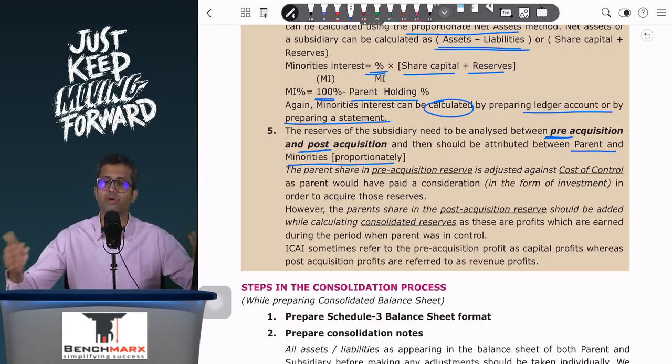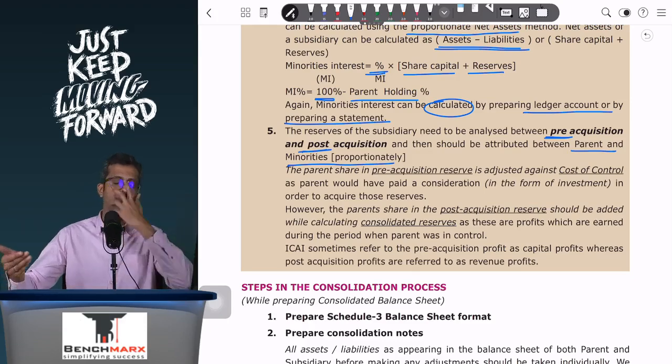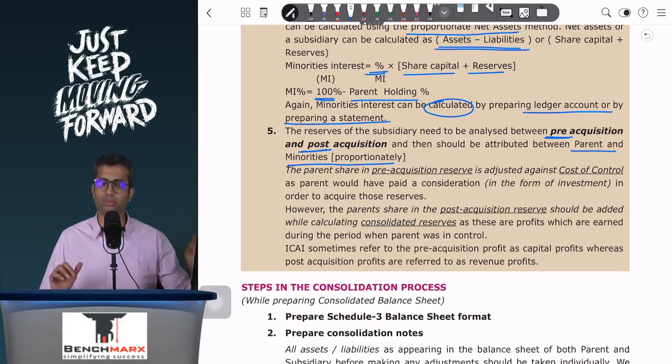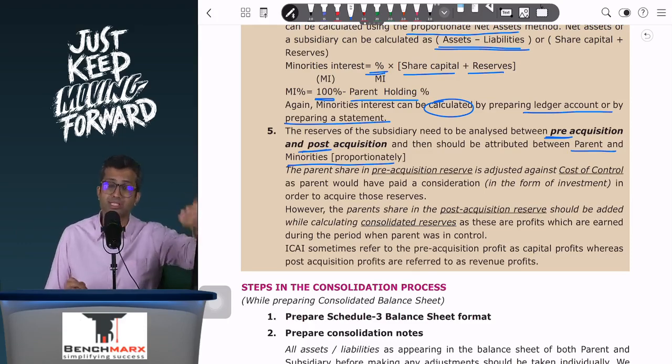Further, after the date of acquisition, the company still has its own legal form, and hence it might continue operations and it might earn profits. Out of those profits, 70%, that is the parent's share, will be attributable to the parent in the consolidated profit and loss.